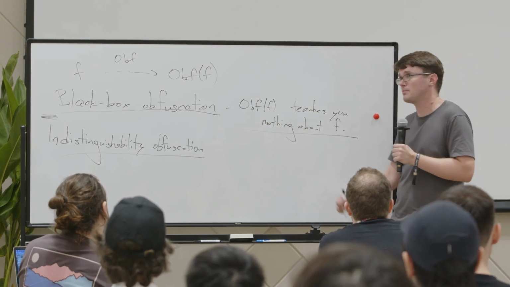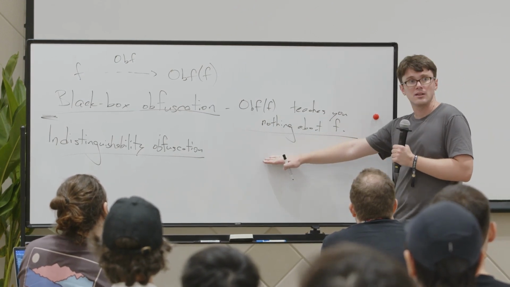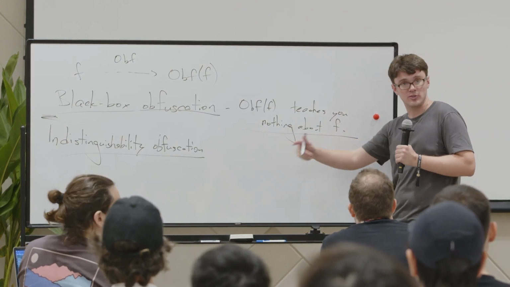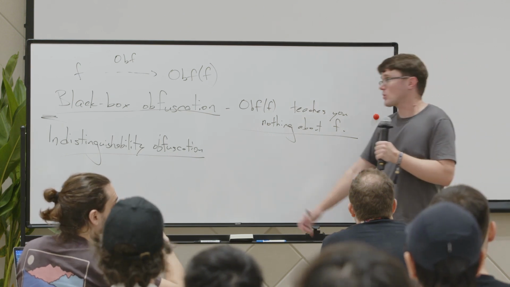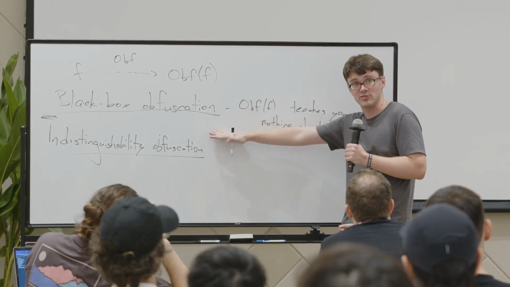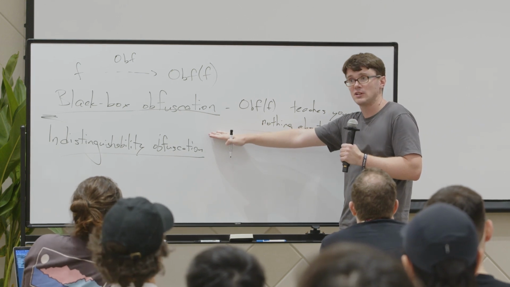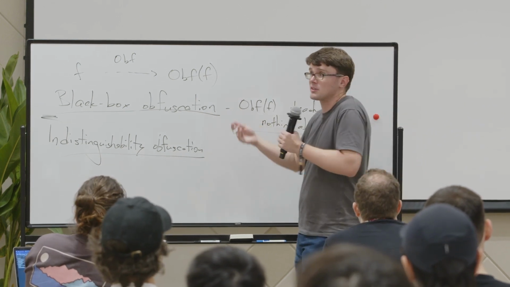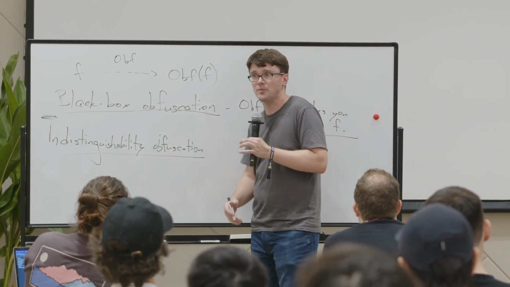I don't want to get into it, but we're going to do a bait and switch and say, okay, we want black box obfuscation. We're going to talk about applications of obfuscation as if we had black box obfuscation. But then when we construct something, of course, the only thing you can actually construct is I/O.